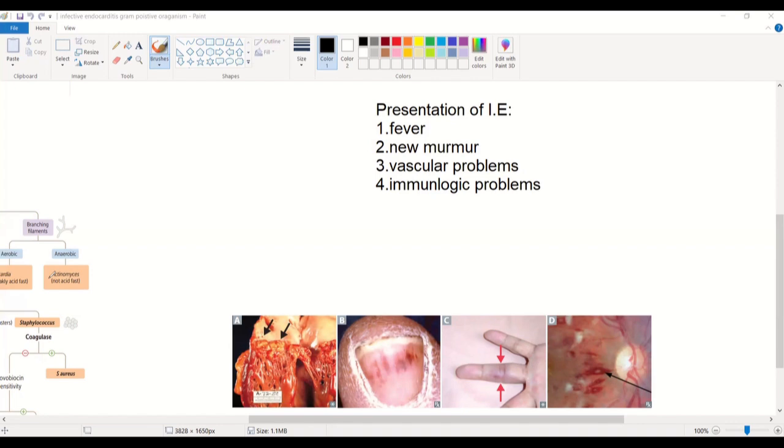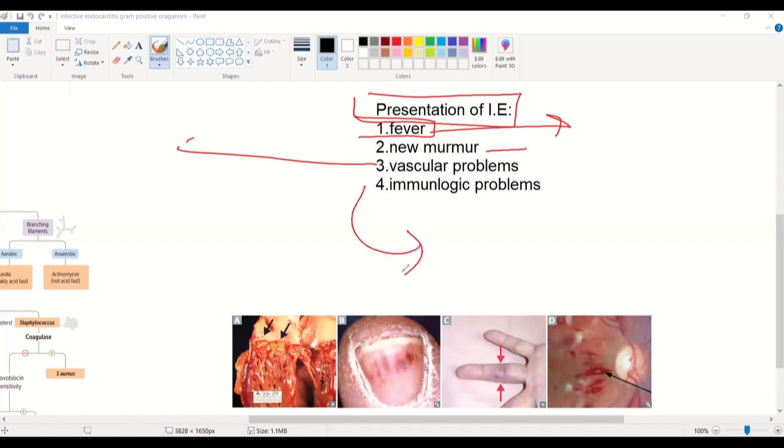So the presentation of infective endocarditis, we already discussed. The most common presentation is fever. After the fever, the new murmur. And then the symptoms are divided into two things. The vascular phenomena or vascular problems, and another is immunological problems or immunological phenomena. Vascular phenomena are septic embolism, right?